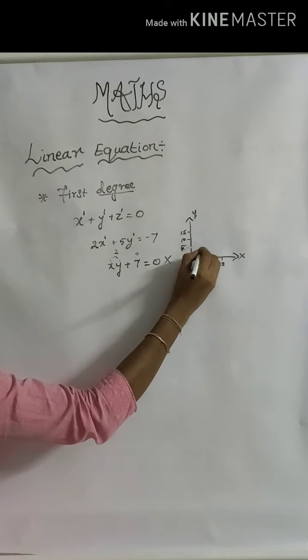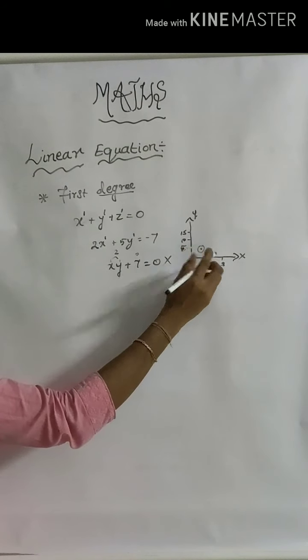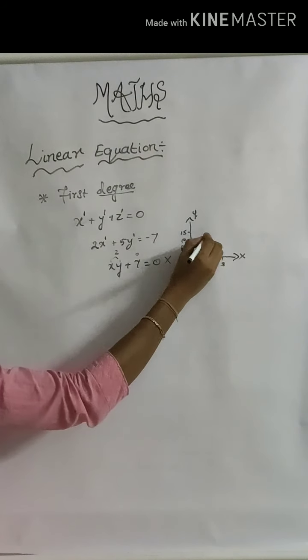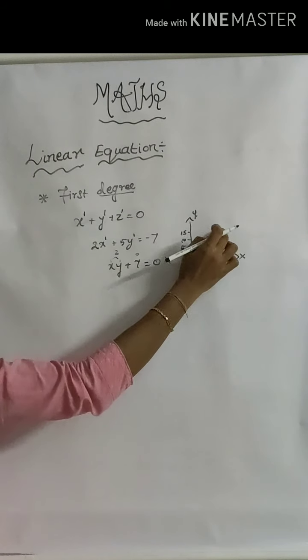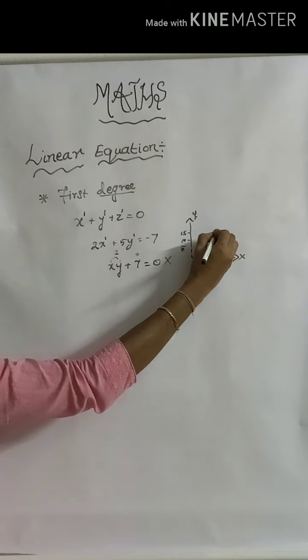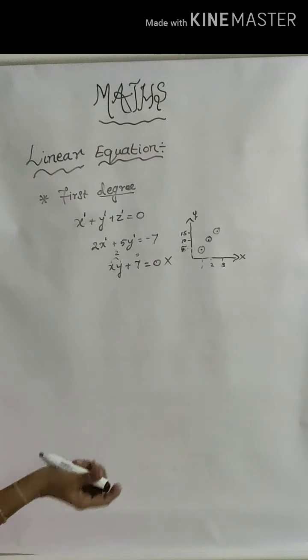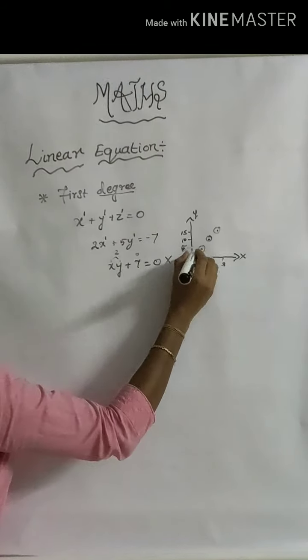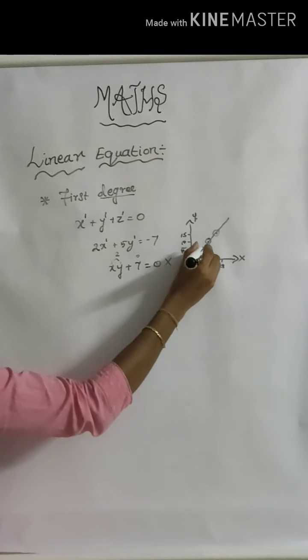The same way on the x-axis, 1, 2, 3. Now we can plot the point 1, 5. The meeting point is the point of intersection. The same way 2, 10. And next 3, 15, where x-axis is 3 and y-axis is 15. All these 3 points we have to join together. If we join these points together, we will get a straight line.